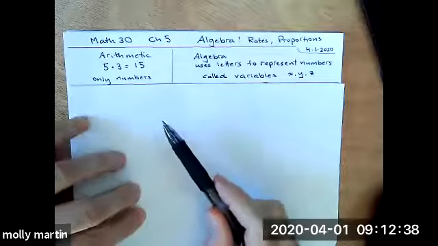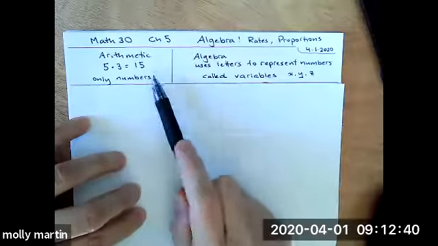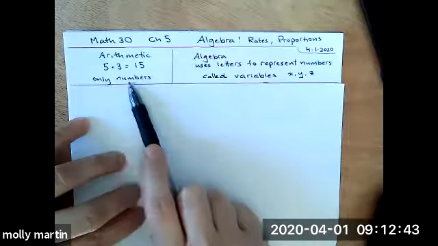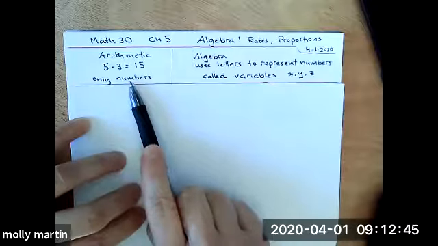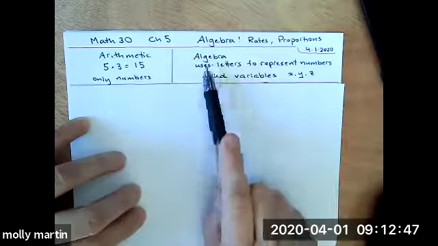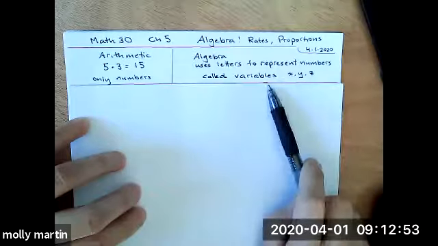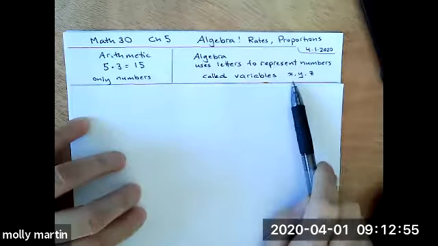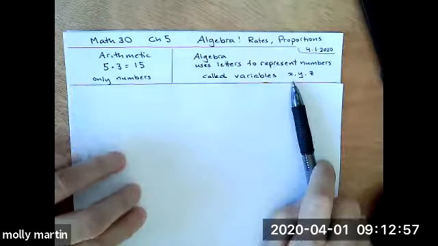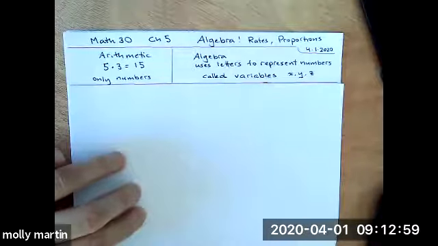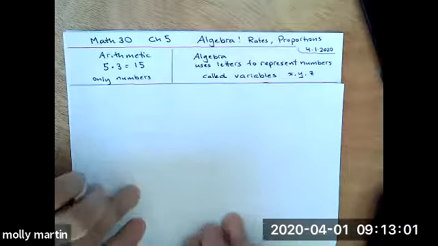Up to now, we have been doing arithmetic, which uses only numbers. Now we will learn algebra, which uses letters to represent numbers. These letters are called variables because their value will vary. There are two types of things that we'll do in algebra.